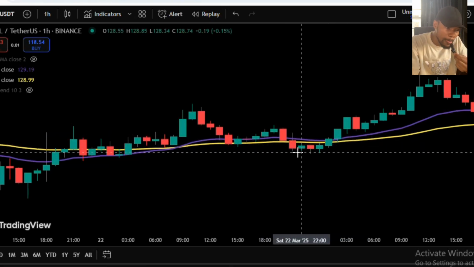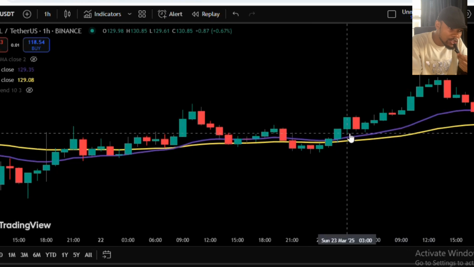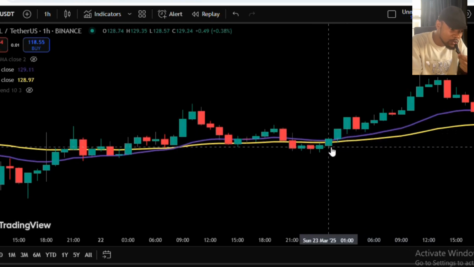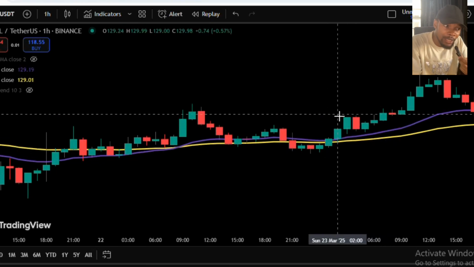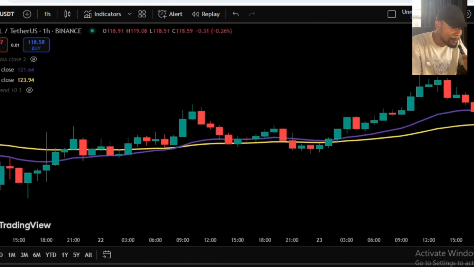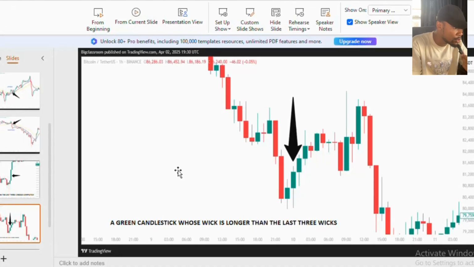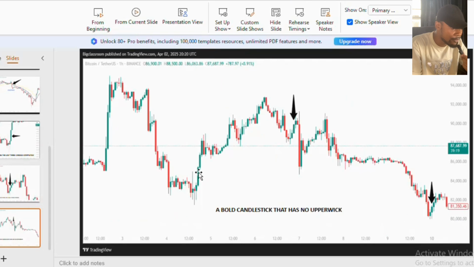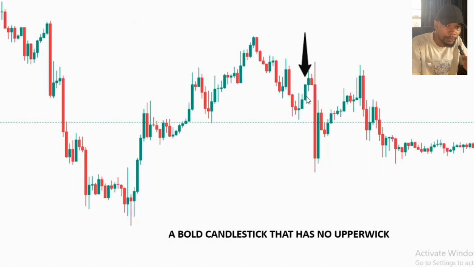Remember, I told you that the lower wick must be longer than the last 3 wicks. This guy's lower wick is longer than this one, and this one. Apart from that, this is also a candle that has no upper wick, which was one of the strategies I gave you. Remember, I gave you something like this: the candle must have no upper wick, just like this. All right, so this is a good sign to have entered into that trade.